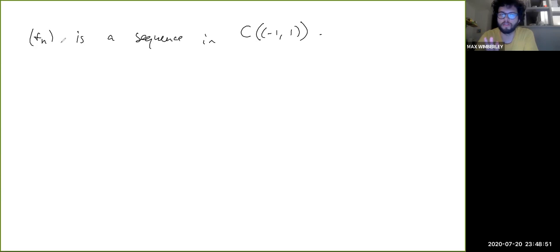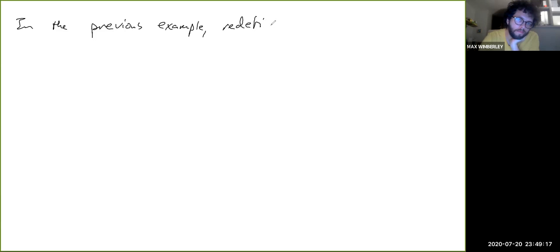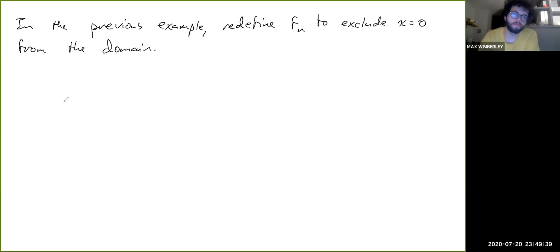Let's actually restrict the domain of Fn and F by deleting the point 0. Okay. So in the previous example, redefine Fn to exclude x equals 0 from the domain. Okay, and the same for the limit f.